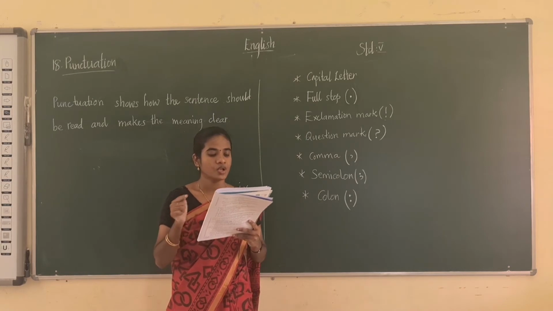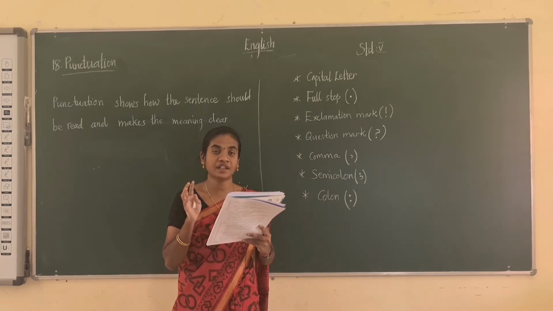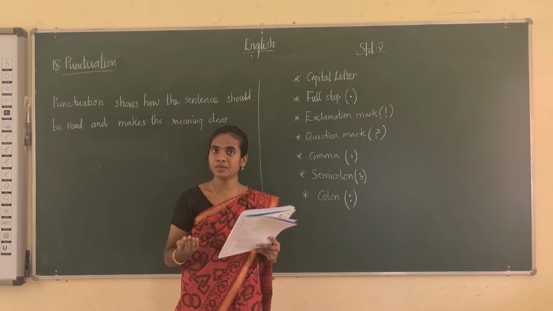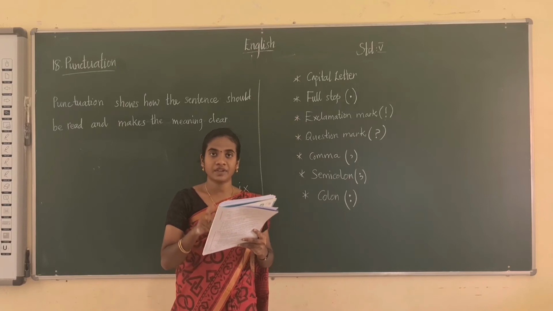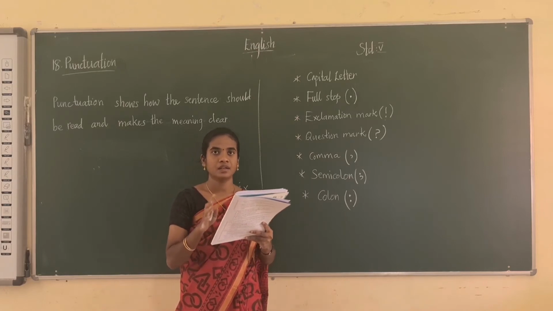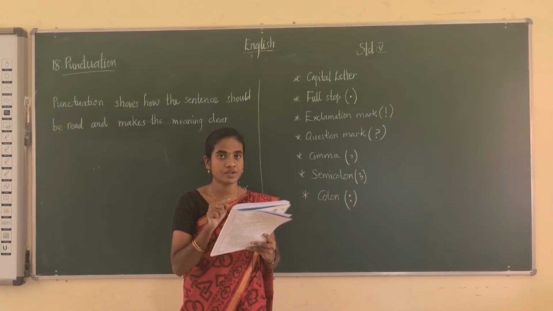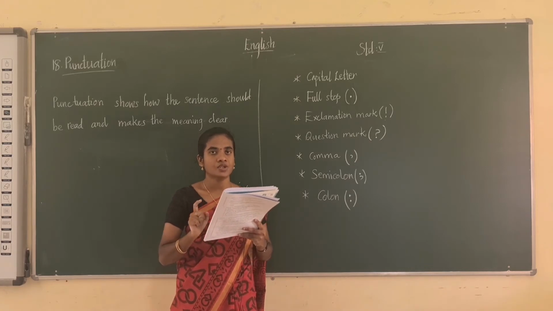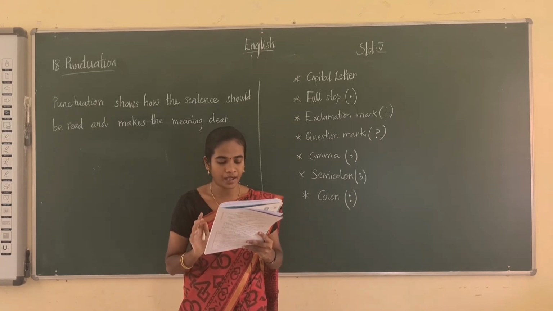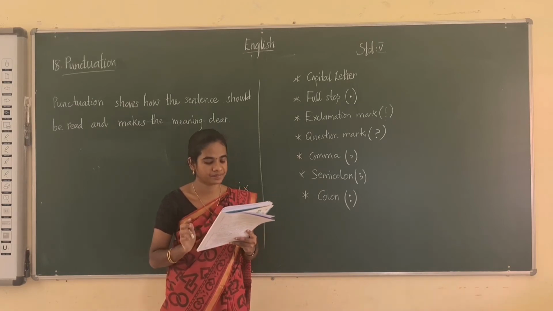See the next one, to separate adjectives of the same type in a sentence. So in a sentence if two adjectives are given, what do they do? They describe the noun. So if two adjectives are given, at that place you have to put a comma. Okay, Seema is a strong, intelligent girl. Here strong is an adjective and intelligent is another adjective. So in between you have to put a comma.